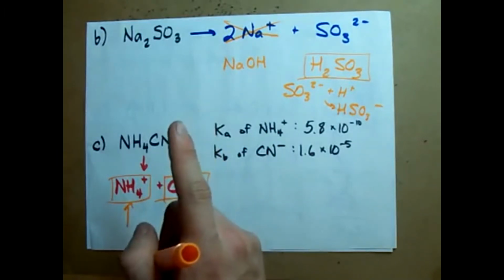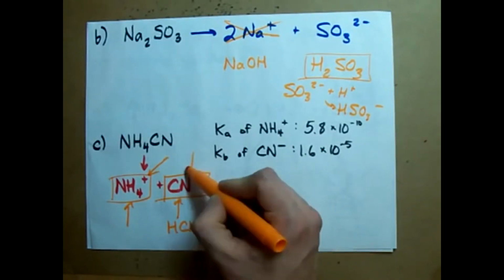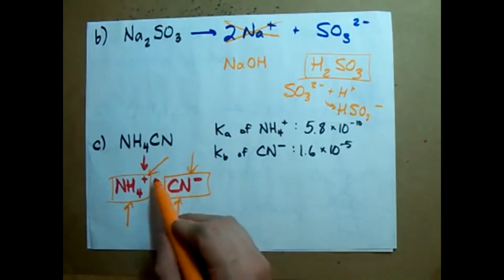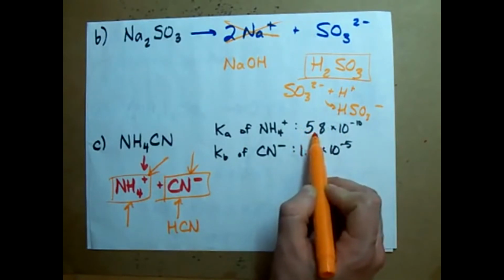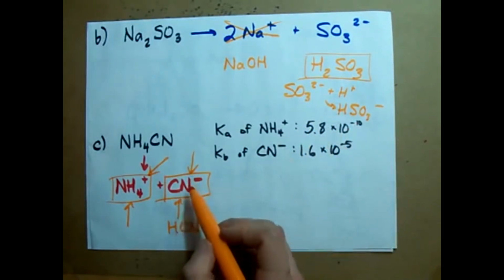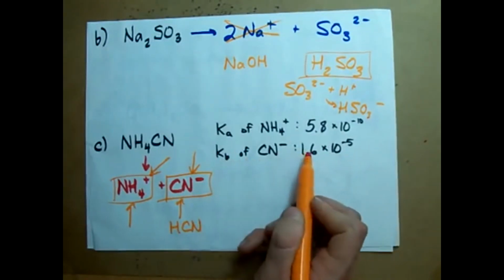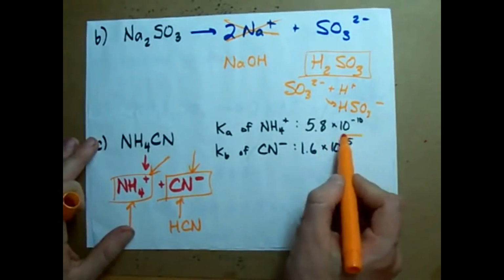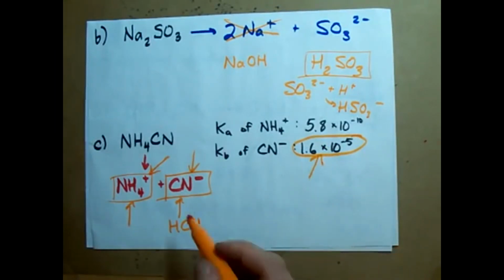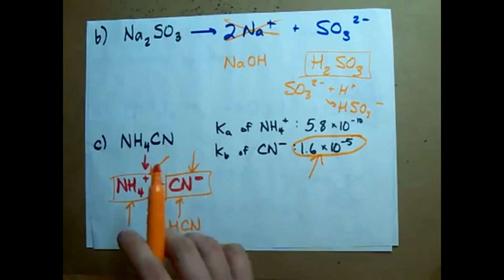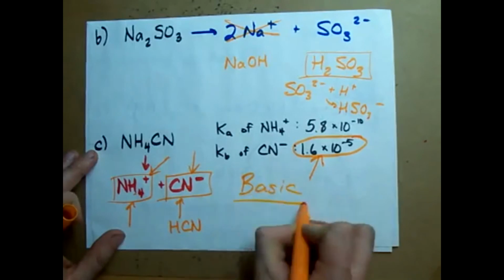Which one wins? You have to look at the Ka of this and the Kb of this to see which one wins out. The Ka, or proton donating ability of this, turns out to be 5.8 times 10 to the minus 10. The Kb of this, or proton sucking up ability, turns out to be 1.6 times 10 to the minus 5. That's the bigger number between the two. The proton sucking up ability of this ion beats the proton donating ability of this, and overall this solution would be basic.